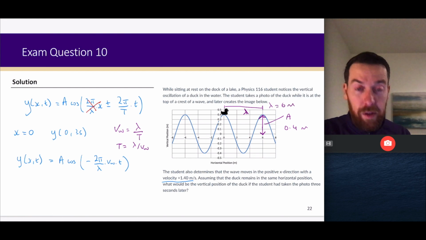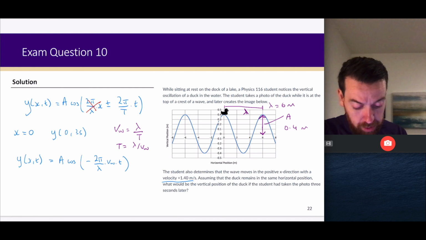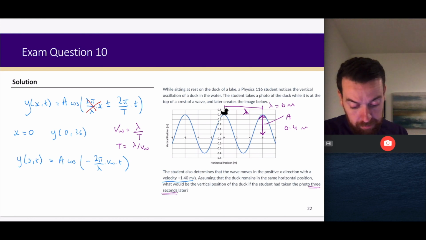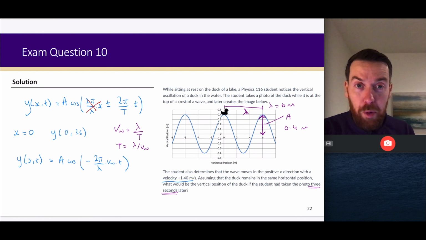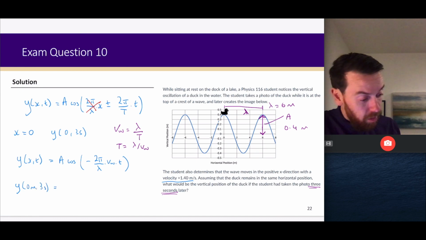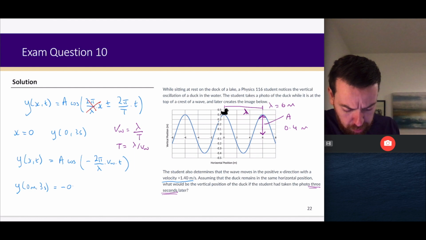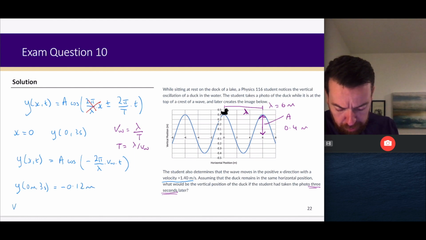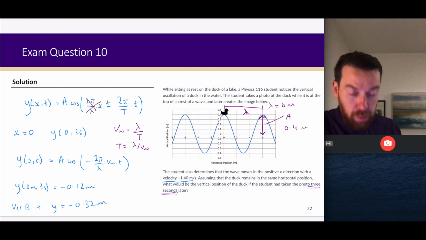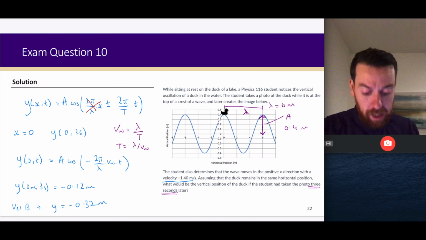We're given the v of the wave in the question. The time is given as 3 seconds later. That's our time indication, and at that point we have all the terms, so we just plug it into the equation. For this particular example, y at 0 meters at 3 seconds later works out to be negative 0.12 meters, and for version B, y is equal to negative 0.32. That's the case where the velocity, I think, was 1.2 meters per second.